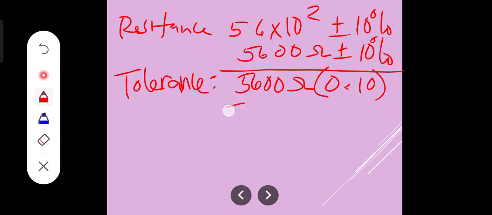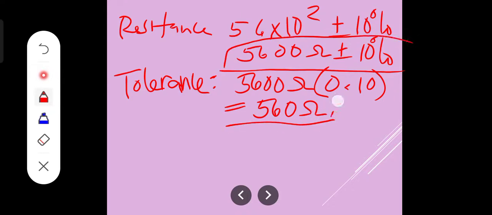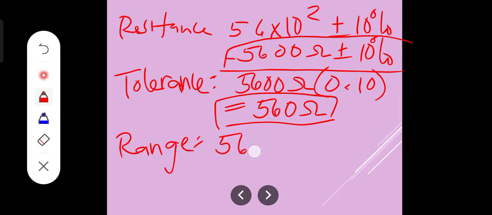This will be equivalent to 560 ohms. So, this will be the tolerance. Then next is for the range. Okay, so borrow the resistance value, 5,600 ohms plus minus 560 ohms. This will be equivalent to 5,600 minus 560.